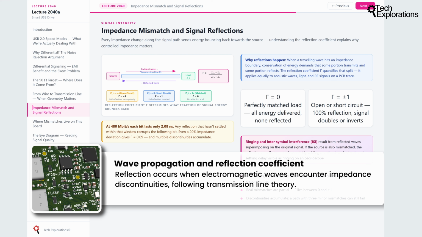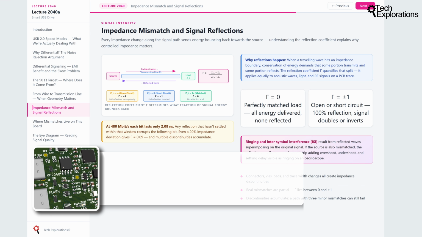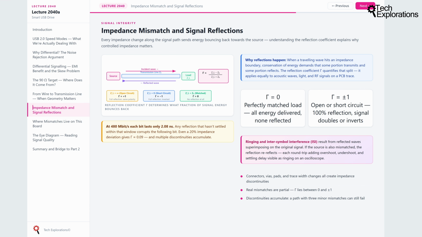The fraction of voltage that reflects is described by the reflection coefficient gamma, defined as Z load minus Z0 divided by Z load plus Z0. When the load impedance equals the line impedance, then gamma is 0, which means no reflection. When the load is an open circuit, then gamma is plus 1. That means that the full signal reflects in the same polarity, producing a voltage doubling at the open end. When the load is a short circuit, then gamma is minus 1, and the full signal reflects inverted. Most real mismatches fall between these two extremes.